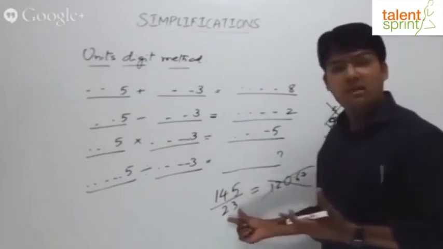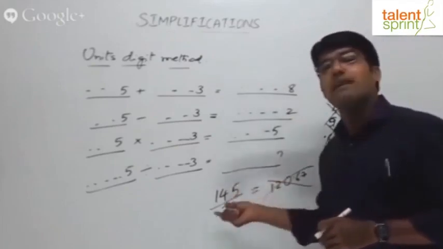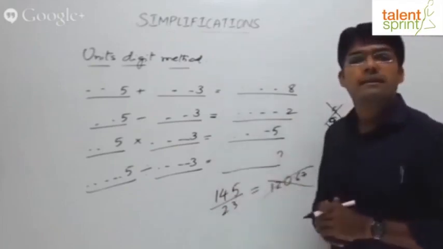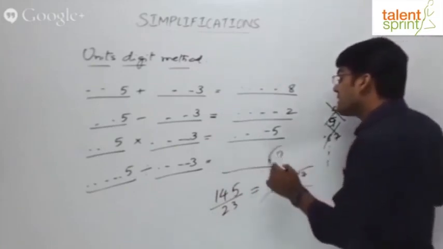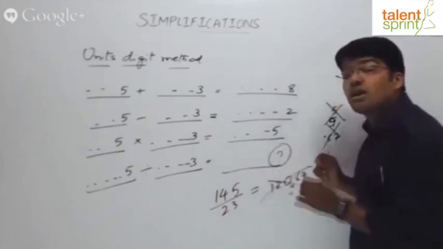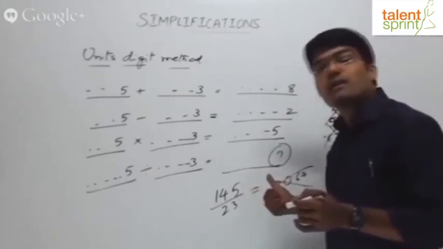We take 23 as a whole. 23 is the number that has to be dividing 145, or 145 as a whole should be divided by 23. So in case of division, understand the unit space method does not work. Question mark remains question mark. What does it mean? We don't know what comes in the unit space.